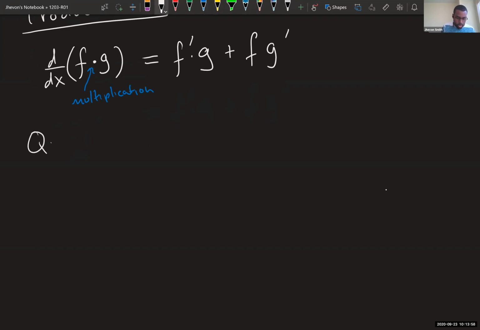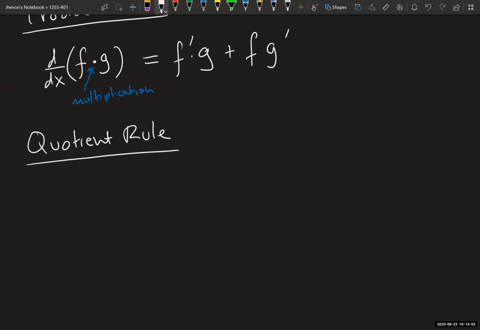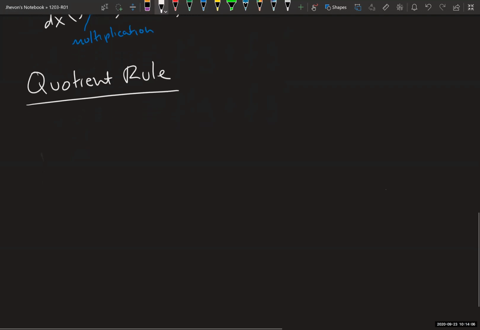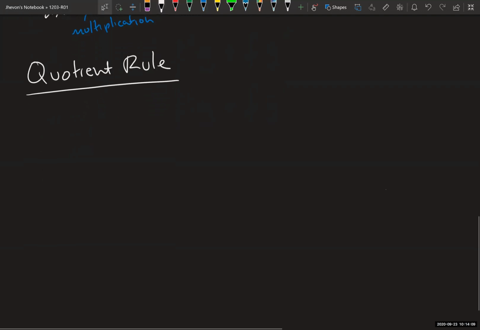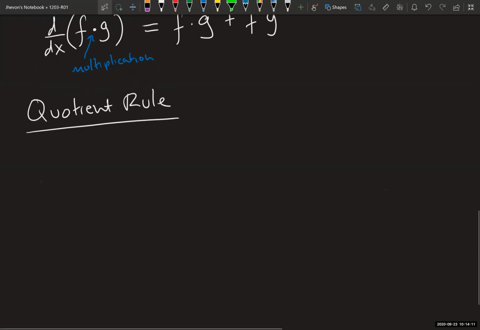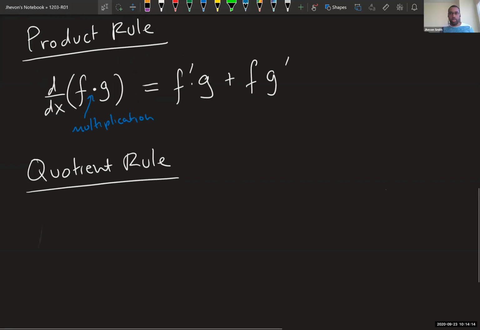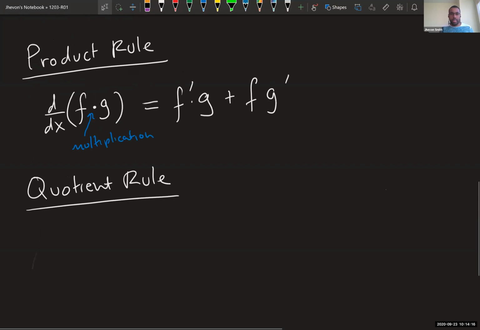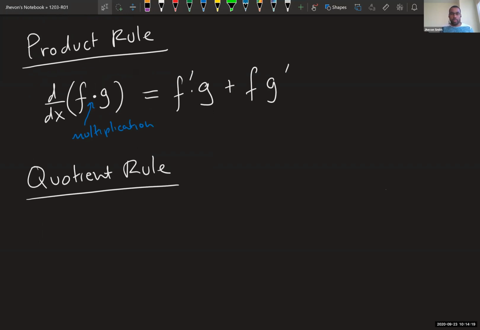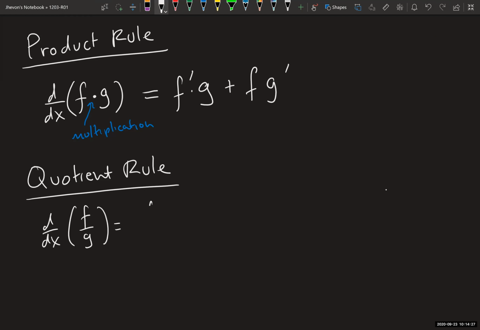What about the quotient rule? Can you go up a little bit? Or just look at that? Quotient rule? It's d dx of f over g equals f prime g minus f g prime all over g squared. Right, that's the quotient rule.